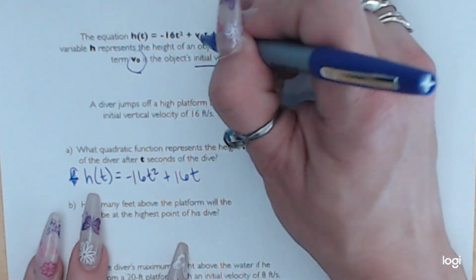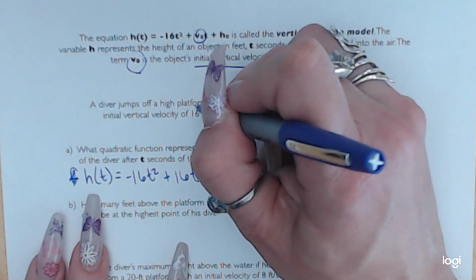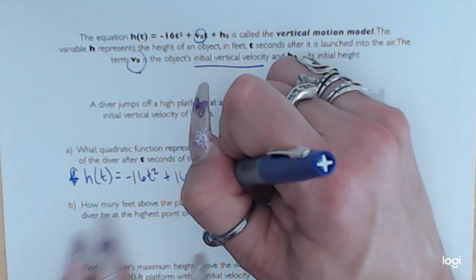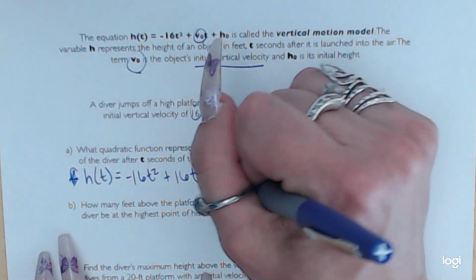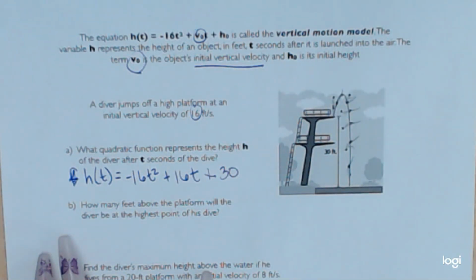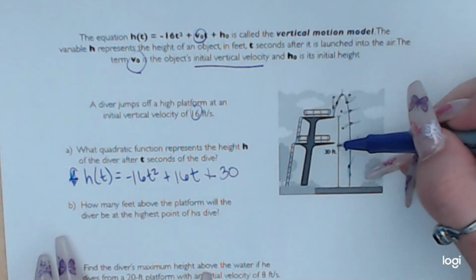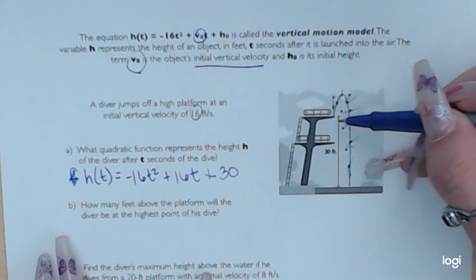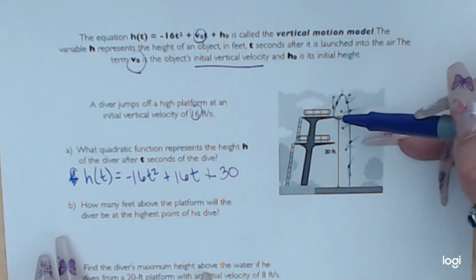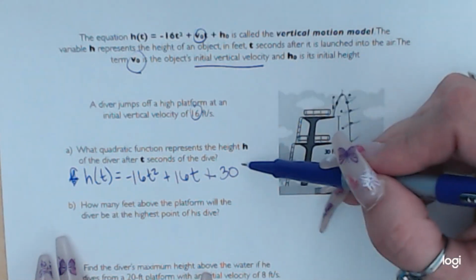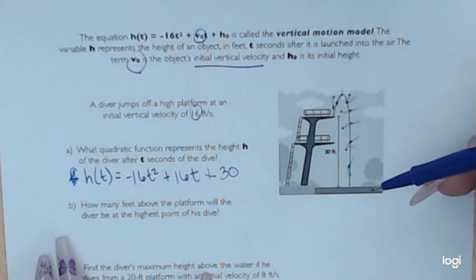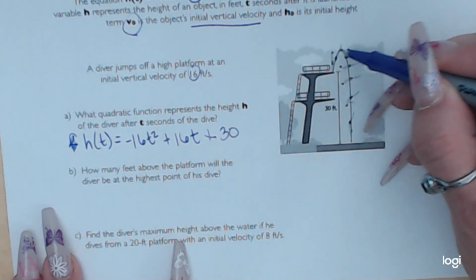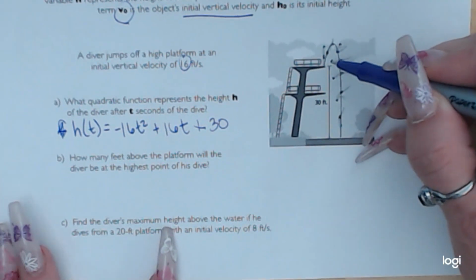Can you see it? Let's see. Our vertical velocity is 16, so we leave the t, and then plus 30, which is the height of the platform, and we can see that right here. This is the height, 30, and that's the initial height, right? So we replace the h0 with 30. Okay, how many feet above the platform will the diver be at the highest point of his dive? So we're looking at the maximum, right? The highest point.